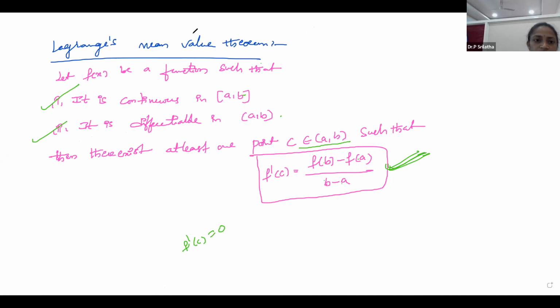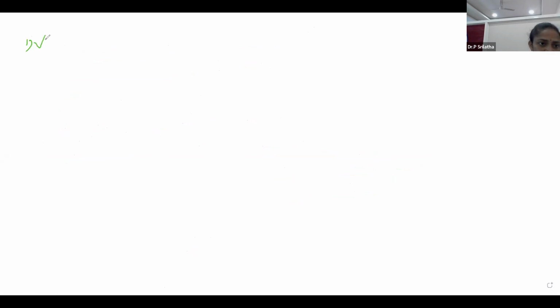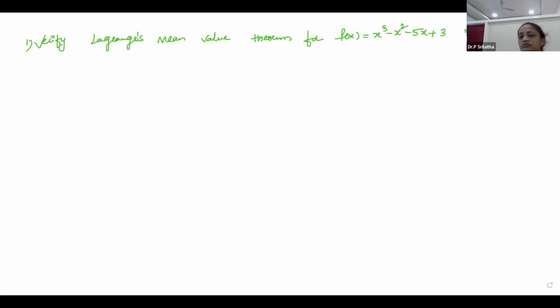Okay. So now coming to the first question: verify Lagrange's mean value theorem for f of x equal to x cube minus x square minus 5x plus 3 in closed interval 0 comma 4. So how to do this problem? Anyone, can you tell me?